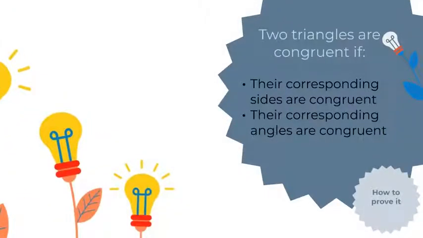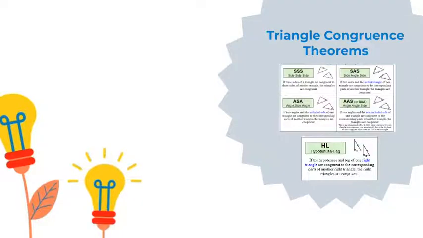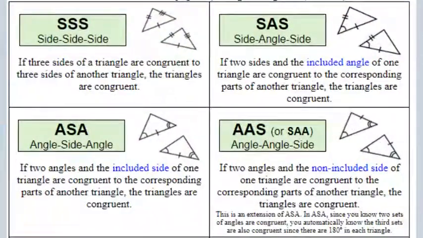How do we know if two triangles are congruent? They are congruent if their corresponding sides are congruent and if their corresponding angles are congruent. How can we prove this? We use the triangle congruence theorems. The first one is side, side, side. If three sides of a triangle are congruent to three sides of another triangle, the triangles are congruent.